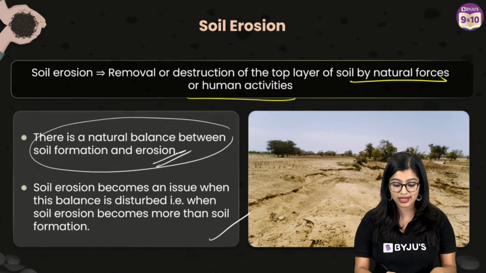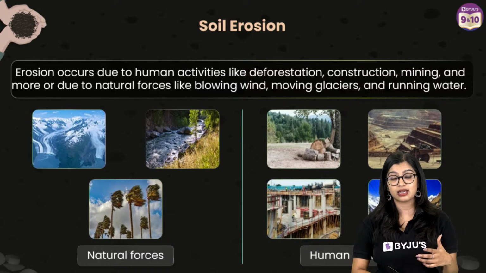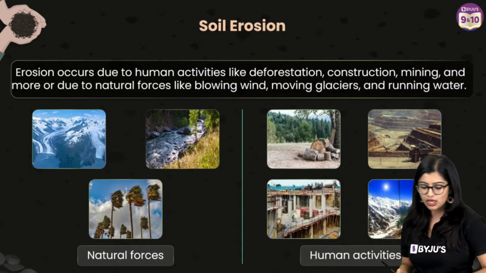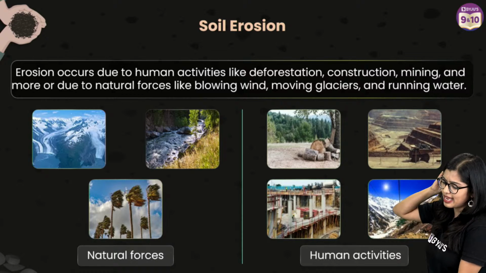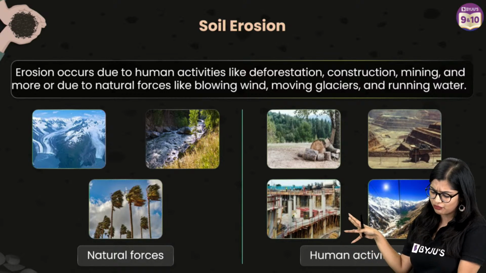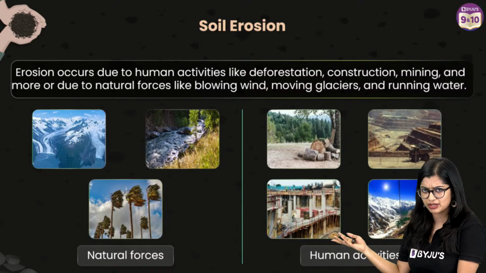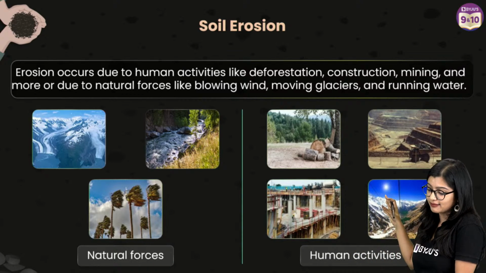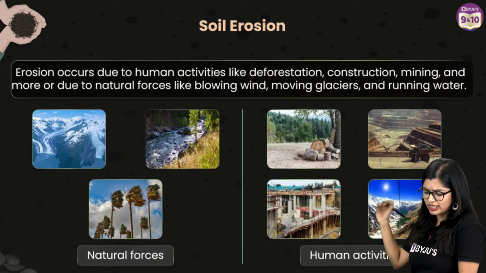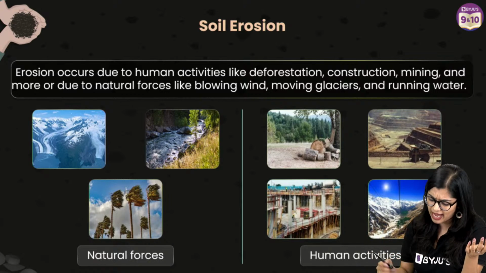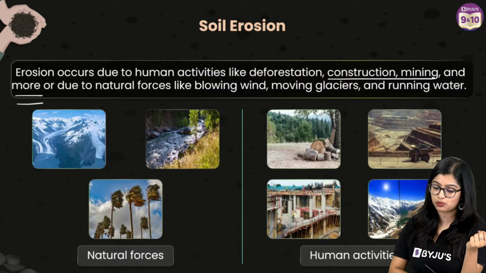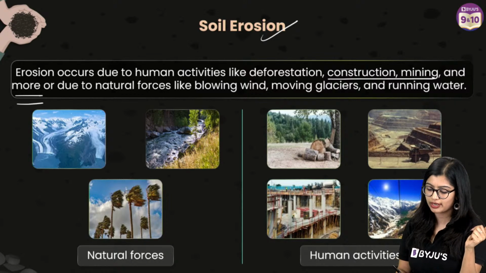So soil erosion is caused not just by natural forces, but of course by humans as well. Your natural forces include glaciers, wind, many other factors, right? Water also is one among the factors. But when human activities come in, like overgrazing, deforestation, and various other factors, we know that construction, mining, and so much more, we all contribute to soil erosion.